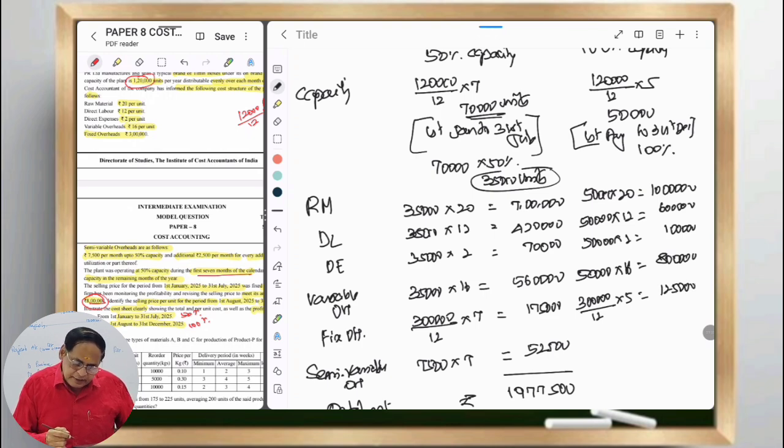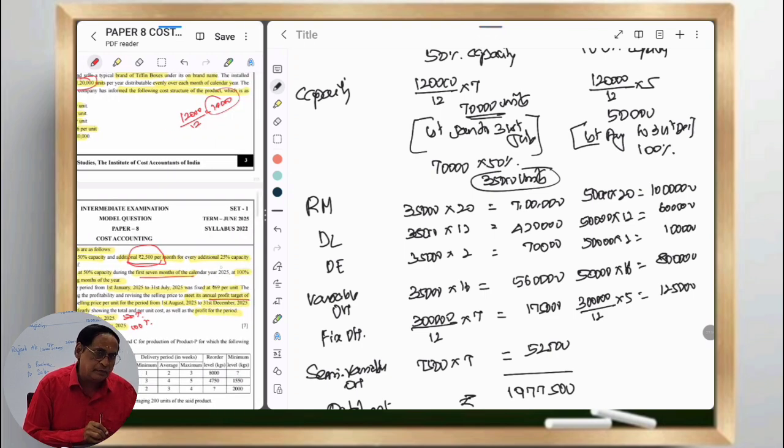And then next, semi-variable, please make note of it. Semi-variable means for what they are selling, an additional 2,500 per month for every additional 25%. Now we are using 100% capacity. That means formerly 50%, now 75% and then 100%, 25%. So for 125%, 2,500 must be added, so 5,000 rupees.